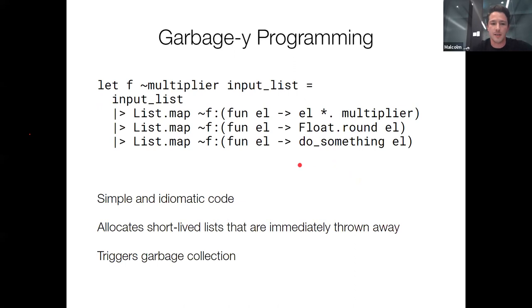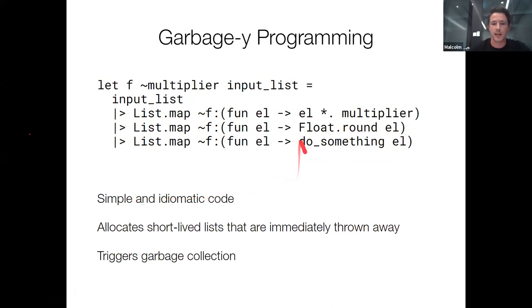So here is some pretty typical idiomatic OCaml code. If you haven't seen OCaml before, I hope it's not too hard to understand. This is a function. It takes two arguments, a multiplier and an input list. And then what we're gonna do is map over the list, so we're transforming it in subsequent steps. First, we're gonna multiply each element by the multiplier and then round the element and then do something arbitrary at the end.